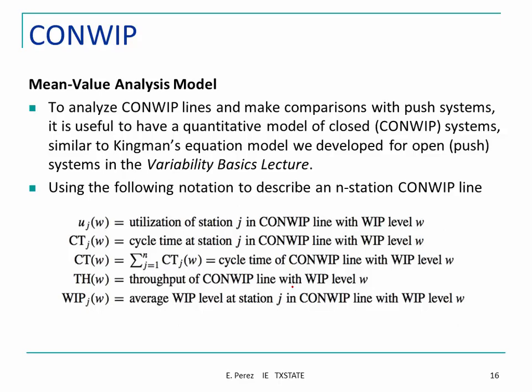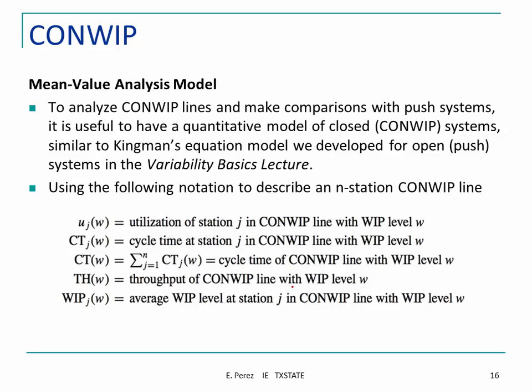Okay, so to analyze CONWIP lines and make comparisons with push systems, it is useful to have a quantitative model of closed CONWIP systems. So this is similar to the Kingman's equation model we developed for open push systems in the variability basics lecture. And the notation that we are going to use to describe an n-station CONWIP line is the one that is listed here.